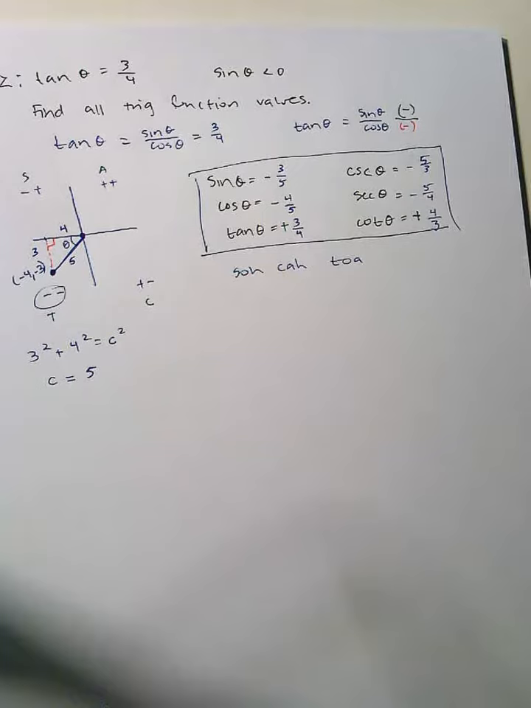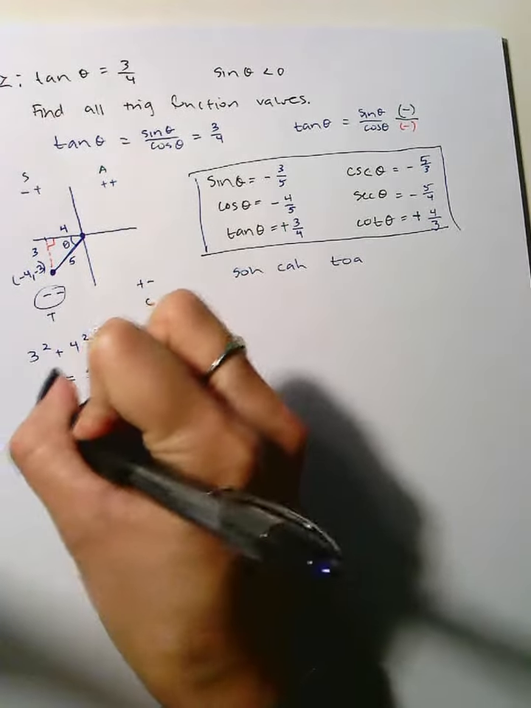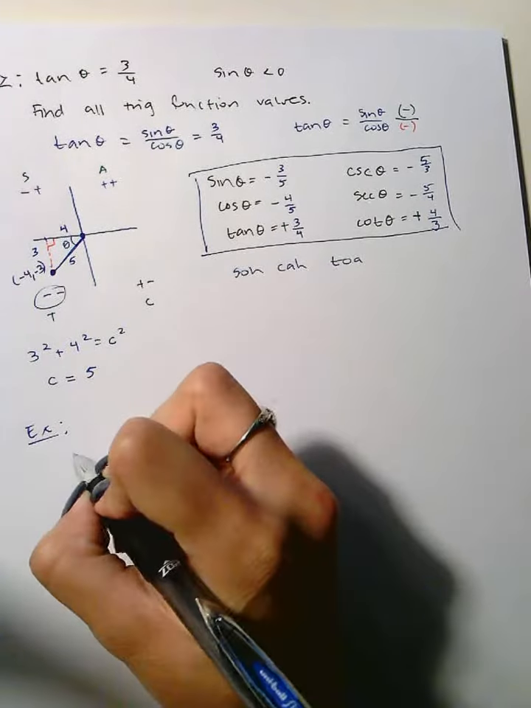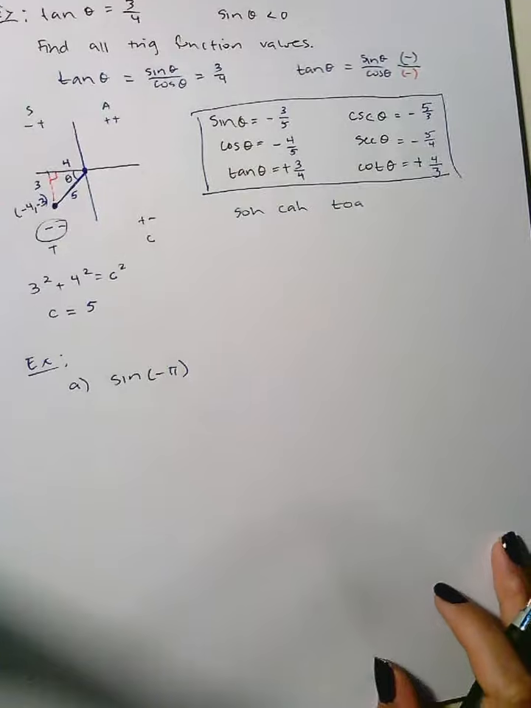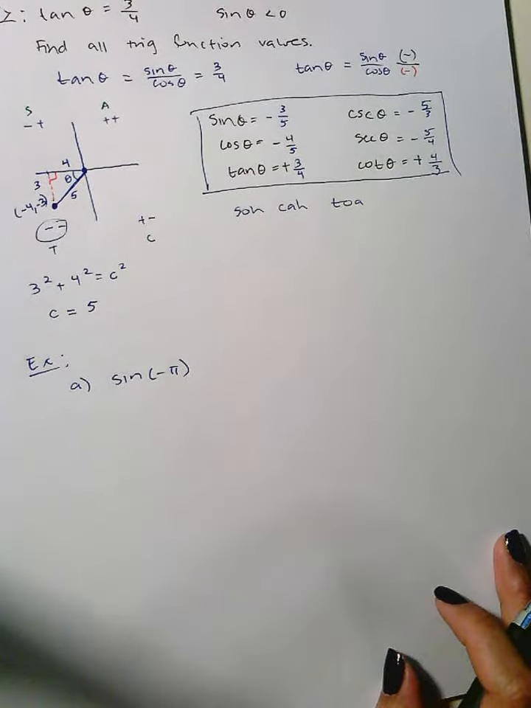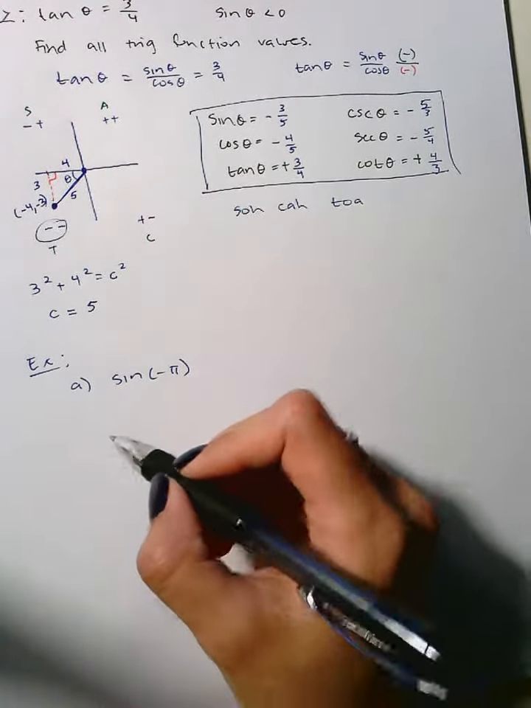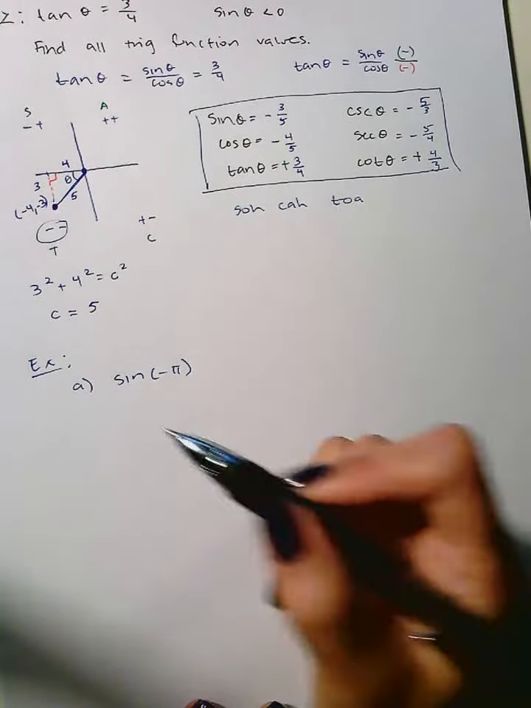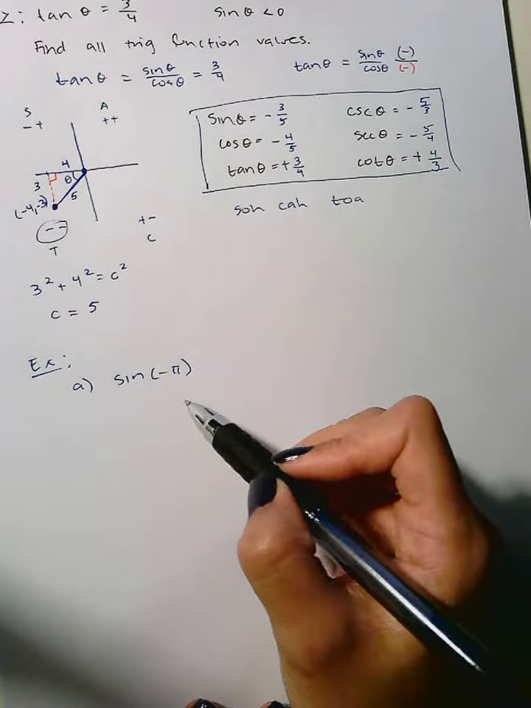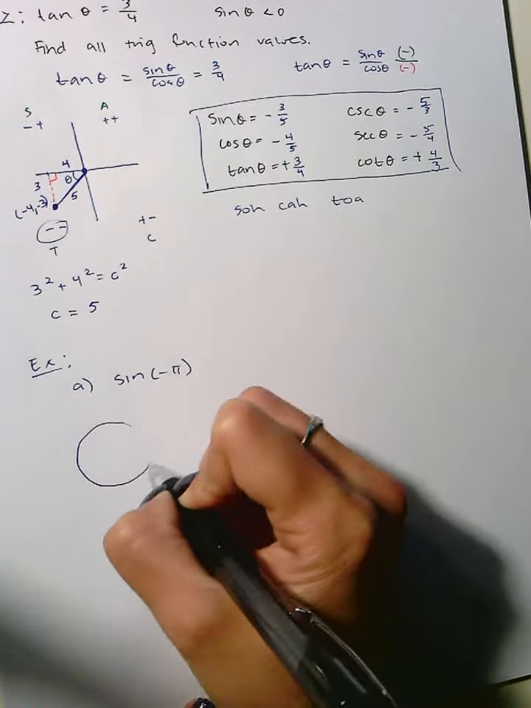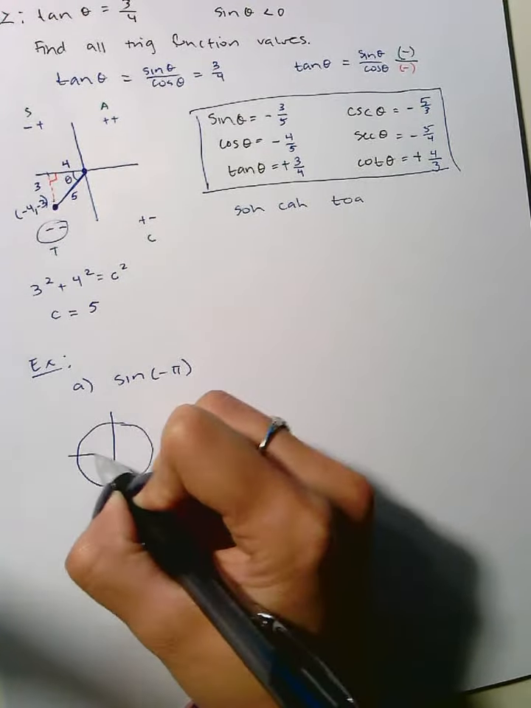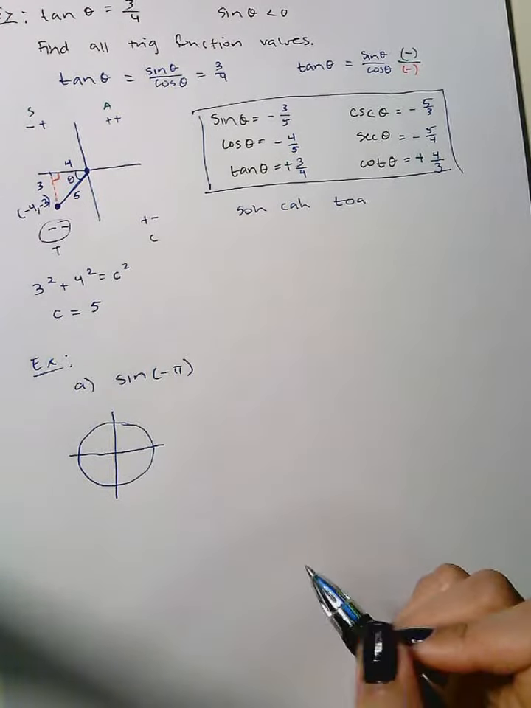So the first example is to simplify sine of negative pi. For this one, it's easy enough to go ahead and count. If I have a negative angle, I go down instead of going up around the unit circle. So if I go down, I'm going clockwise instead of counterclockwise as I usually would. So sine of negative pi, let's do it that way, just to get the idea going.